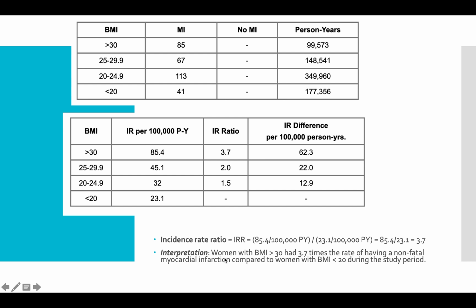So the interpretation is that women with BMI larger than 30 had 3.7 times the rate of having a non-fatal myocardial infarction compared to women with BMI below 20. When you interpret the data, you should explain your comparison, I mean which one you compare, in your incidence rate ratio.